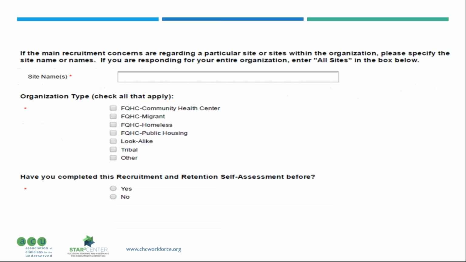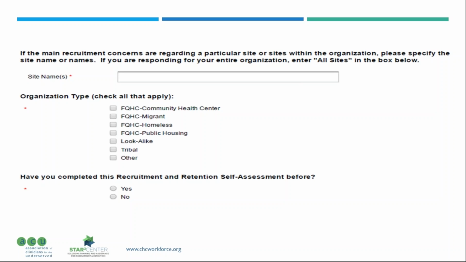And then on the next page, we ask you what your concerns are if they're not with just the whole organization. If it's the whole organization, enter all sites. If it's not, enter as many sites as you like. It's a text box, so we can see all the sites that you're concerned with. Then we would like to know what kind of health center you are.